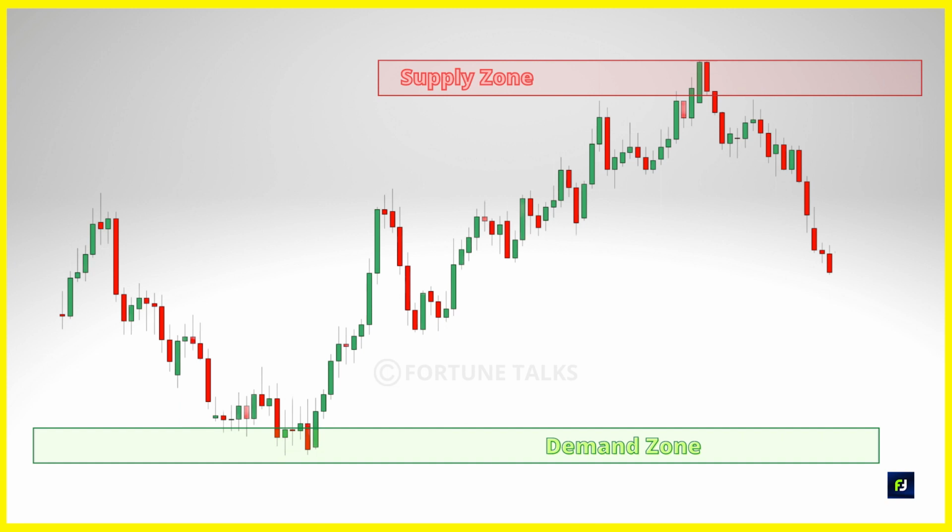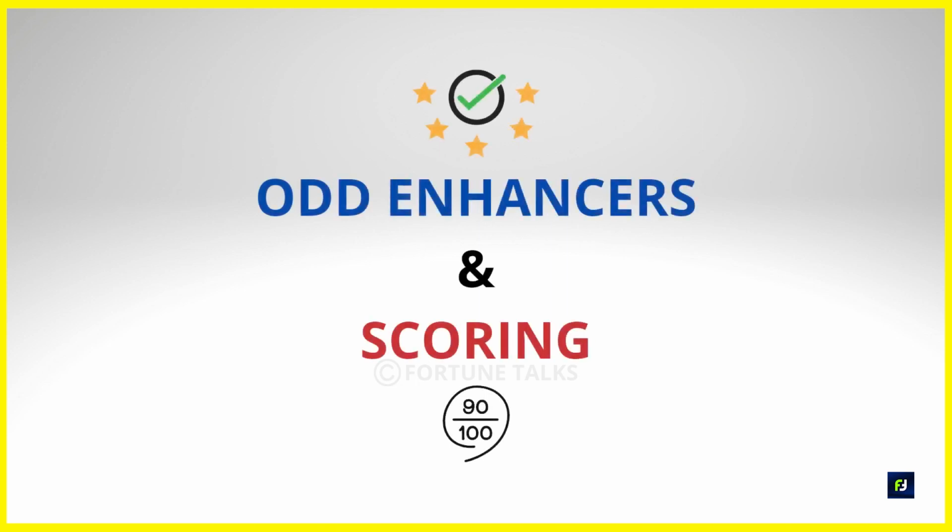In the first part of the video series, we discussed the supply and demand zones in greater detail, from identifying, drawing and trading these zones. In this video, we will fine-tune all that we have learned to make a proper setup with a higher probability of success and better risk management. In that sense, we will talk about the odds enhancers and the scoring of these supply and demand levels.